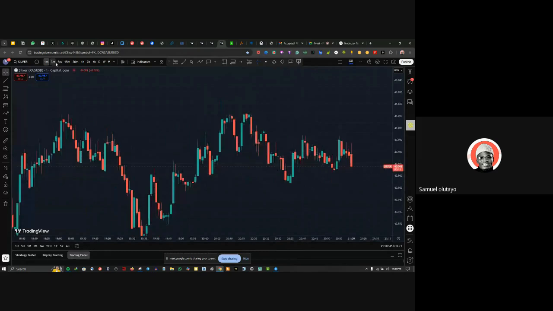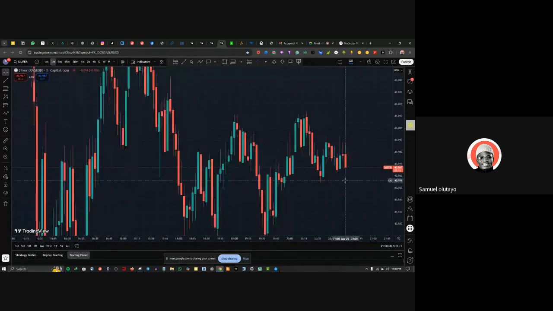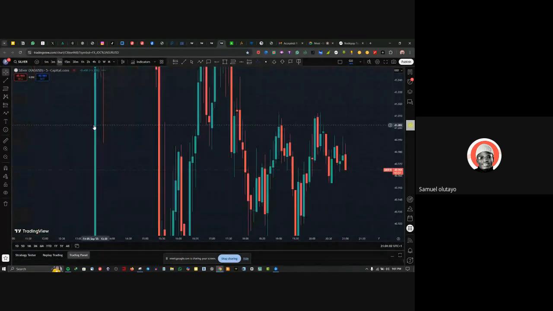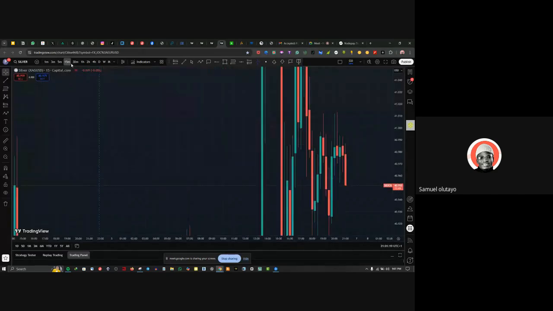So if I want to see what market is doing in 3 minutes, I'll just click on the 3 minute time frame. It's going to be a lot more condensed because it's going to take three 1 minute candles and merge it into one. 5 minute candle is going to take five 1 minute candles and summarize everything into one. Same thing for 15 minutes. 15 1 minute candles or three 5 minute candles, add it together, make it one.